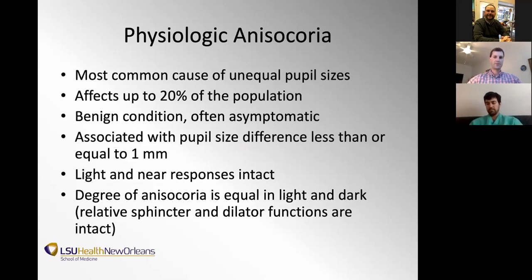So this is the most common cause of unequal pupil sizes. It affects up to 20% of the population, so pretty common. But it's typically benign, typically asymptomatic. And oftentimes the anisocoria is fairly minimal, not any greater than about 1 millimeter. And the light and near responses are typically intact. And again, like I said before, it's fairly equal in the light and the dark.